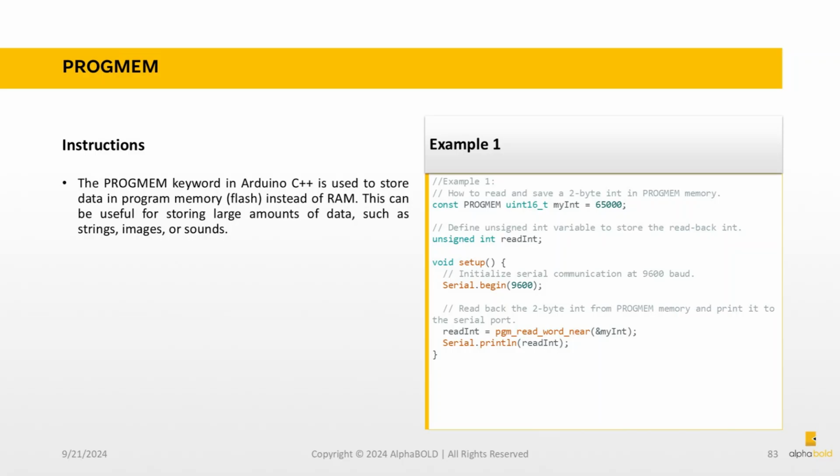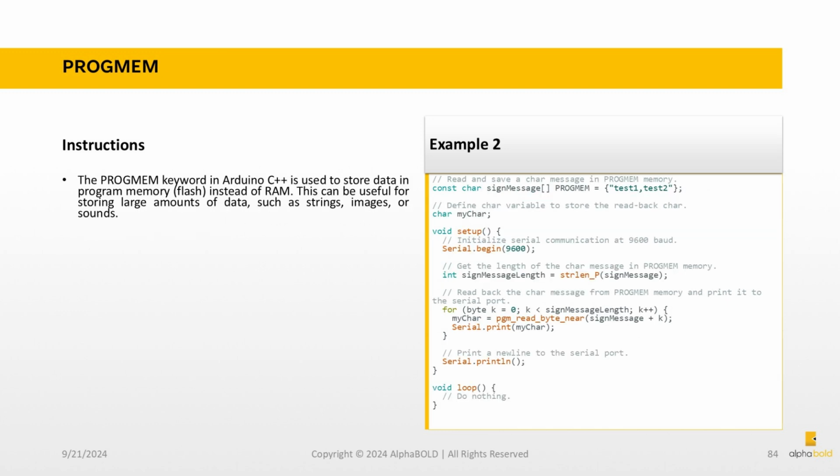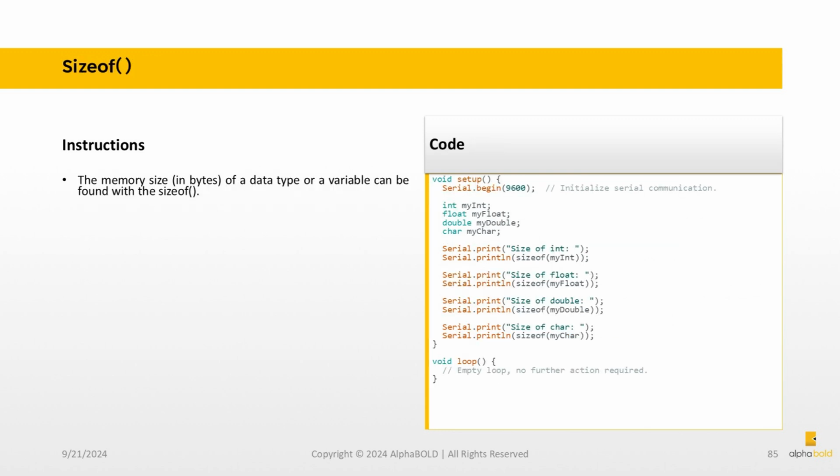The PROGMEM keyword in Arduino C++ is used to store data in program memory, flash, instead of RAM. This can be useful for storing large amounts of data, such as strings, images, or sounds. sizeof. The memory size, in bytes, of a data type or a variable can be found with the sizeof operator.